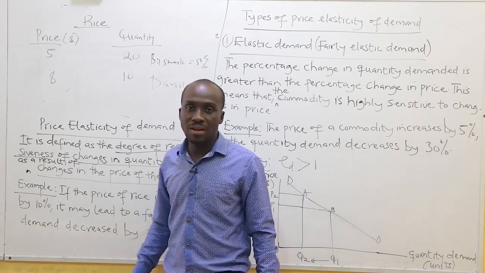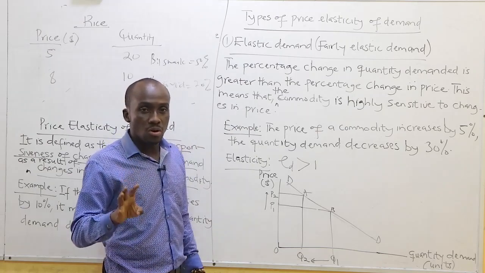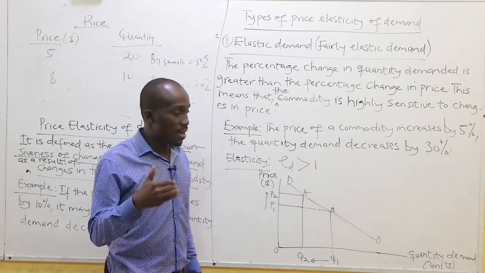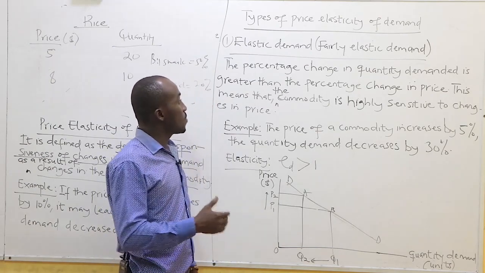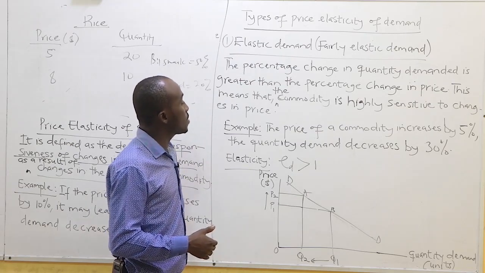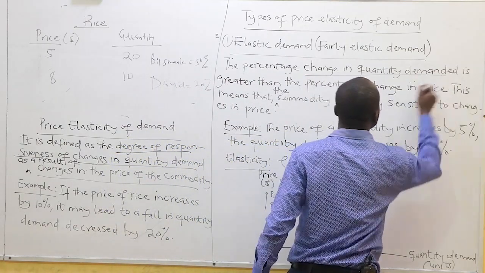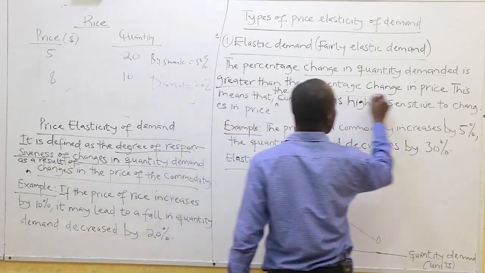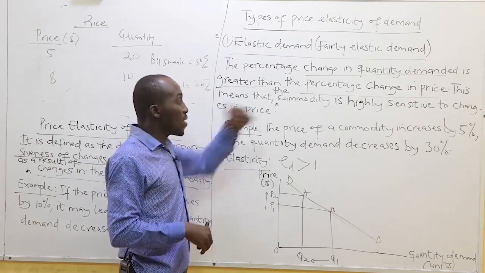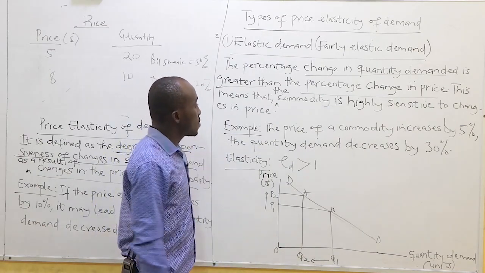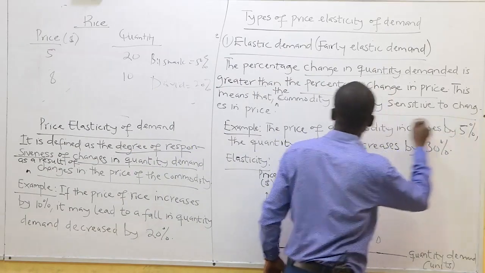We're going to talk about types of elasticity of demand. First, we talk about elastic or fairly elastic demand. We have 5 types. We're going to talk about all the 5 types and look at what the responses are. Elastic demand, or what we call fairly elastic demand. What is it? The percentage change in quantity demanded is greater than the percentage change in price. The percentage change in what? Quantity demanded is greater than the percentage change in what? Price. So with elastic demand, the percentage change in quantity demanded is higher than the percentage change in price. That is, the commodity is highly sensitive to changes in what? Price.